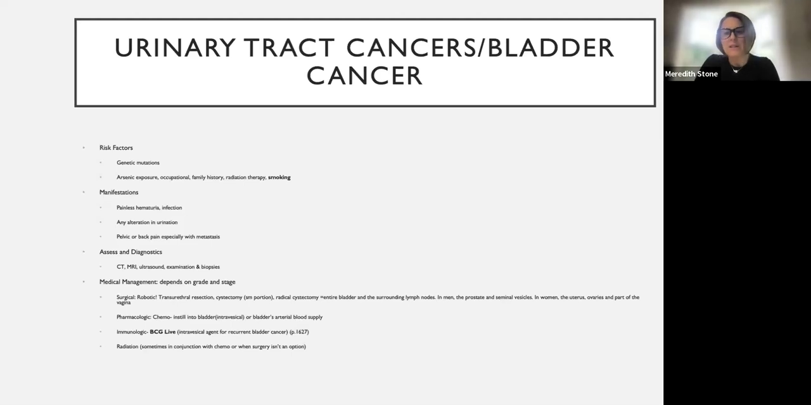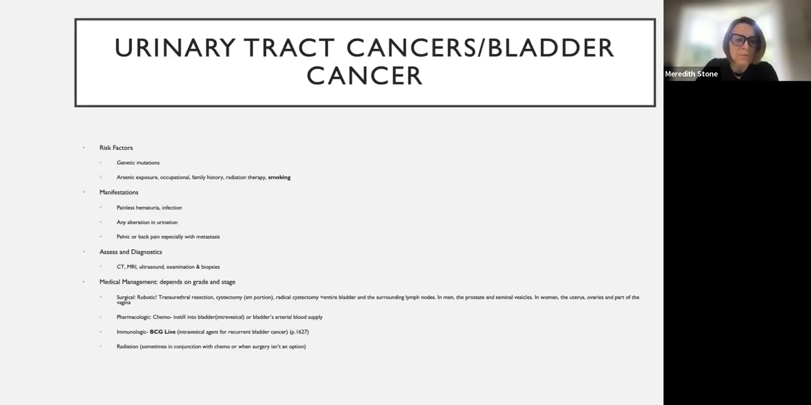again, dependent on grade and stage. So whether it's surgical, whether it's chemical, or chemo, or radiation. For surgical, they're able to do a lot of robotic surgeries, whether they remove part or all of the bladder, which is why we're going to talk about urinary diversions after. But that is one treatment.